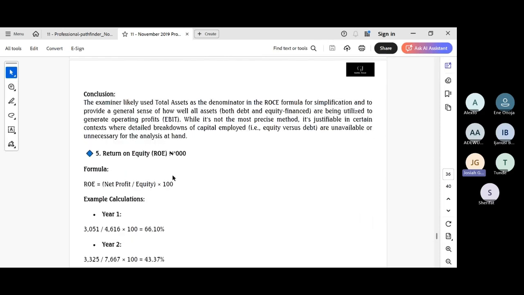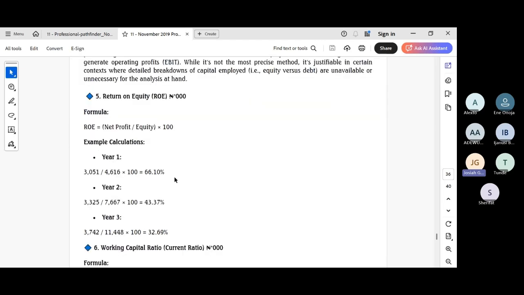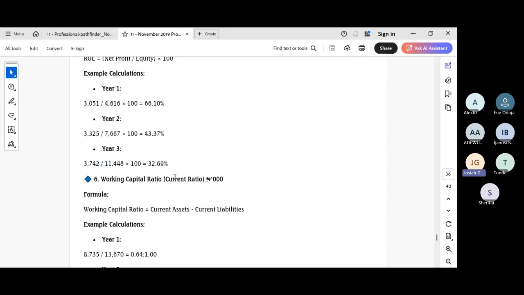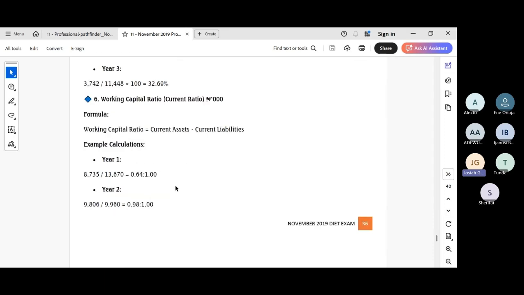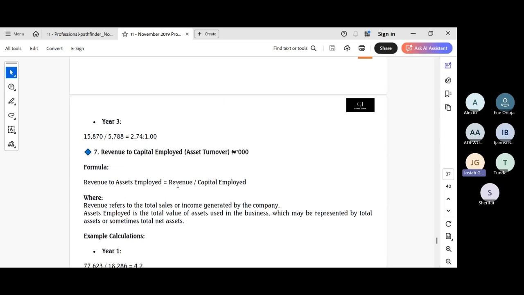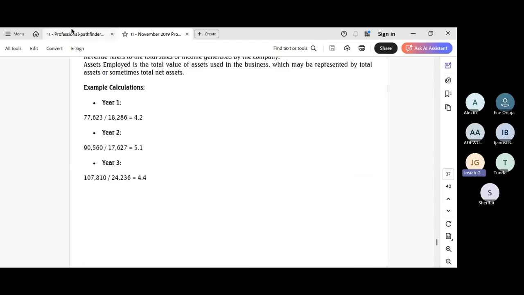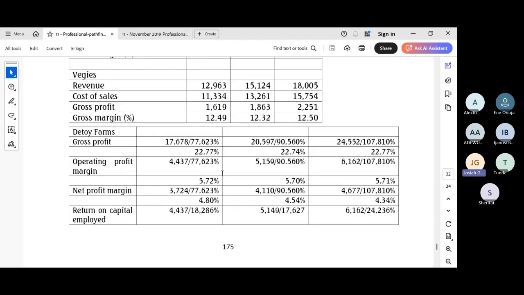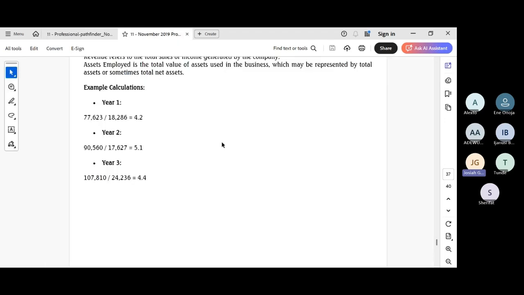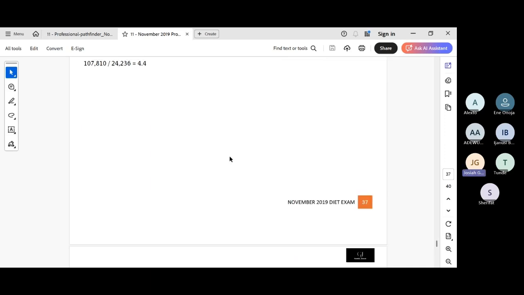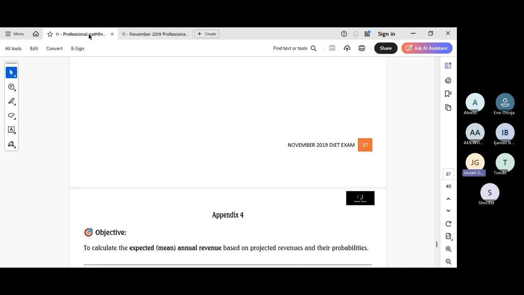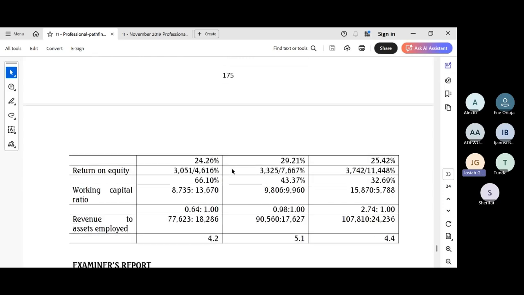So I concluded on that, and I also explained and calculated ROE, which is return on equity. I also did the working capital ratio, which is our current ratio per se. I also did the last one, return on revenue to capital employed, which is like your asset turnover, just to give a feel for how it's calculated. So that's graphically what is here in the examiner's Pathfinder. All these details are not there, but that's just to guide you on the explanation and how to follow through on gray areas of calculations that were not provided.